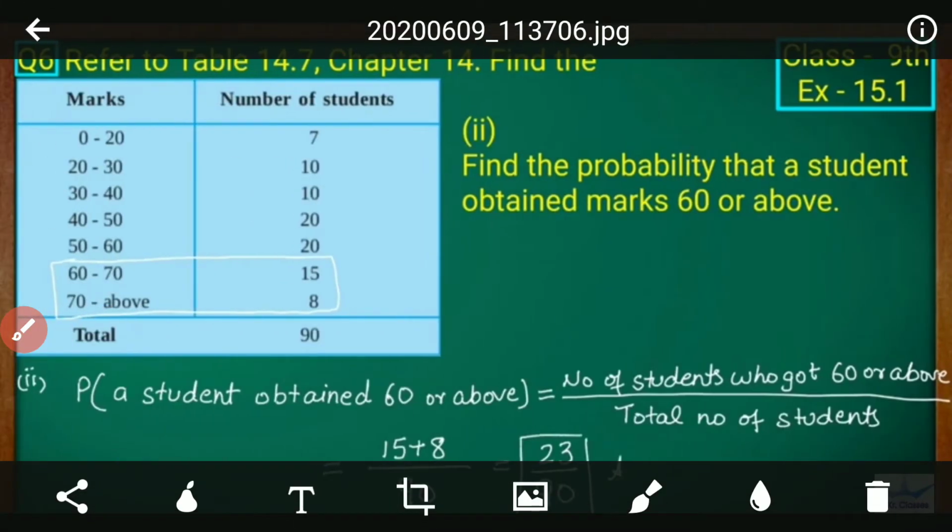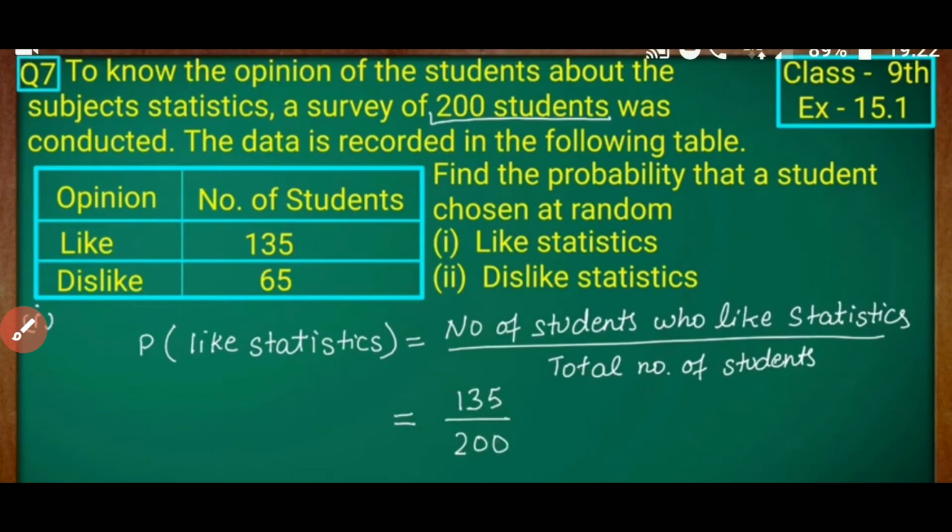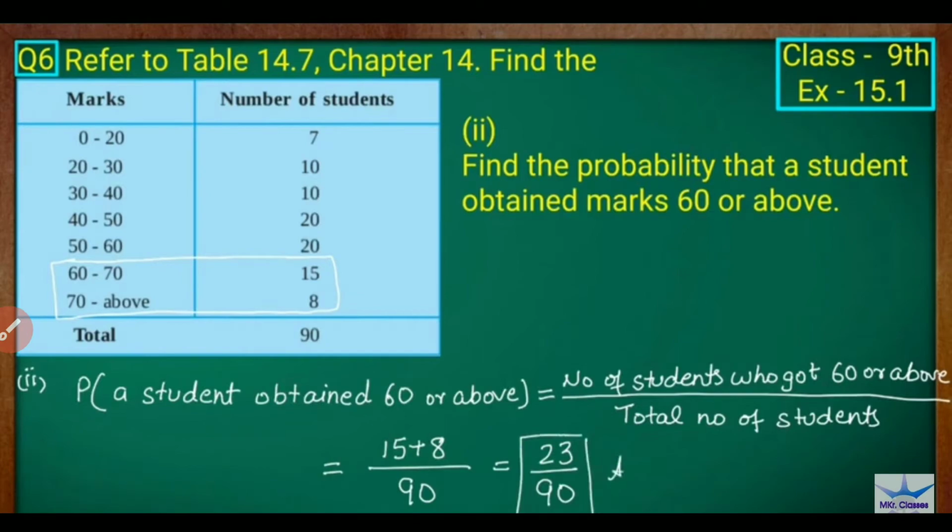When we talk about the second condition, find the probability that a student obtains a mark of 60 or above 60. When you see 60 and above 60, you have to take both, 15 plus 8, which equals 23 divided by 90. That is your solution. The second condition was very clear, 60 marks and above. This was question 6.2.